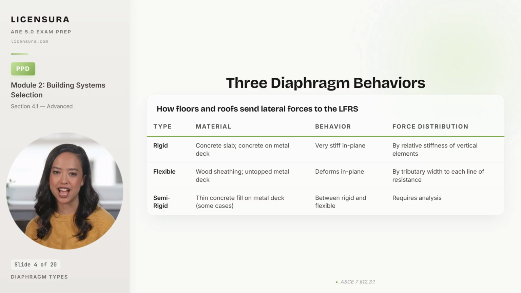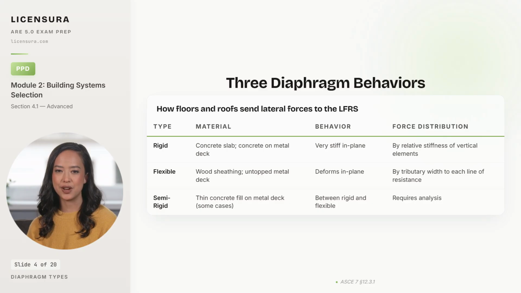A concrete slab or a concrete-topped metal deck is stiff enough in plane that it forces the vertical resisting elements to share load in proportion to their relative stiffness. A stiffer shear wall attracts more force. A flexible braced bay attracts less.